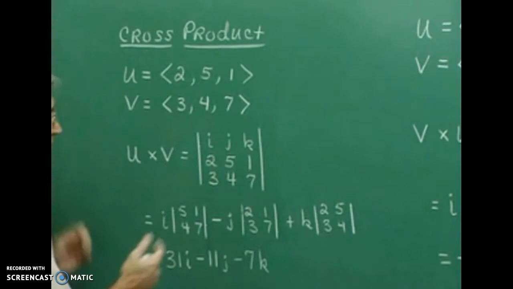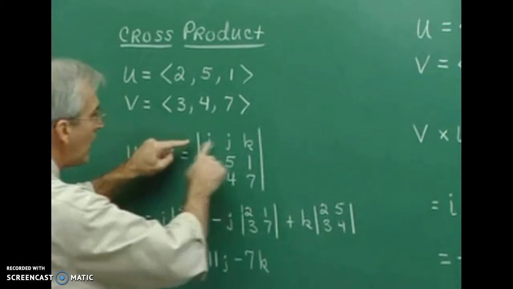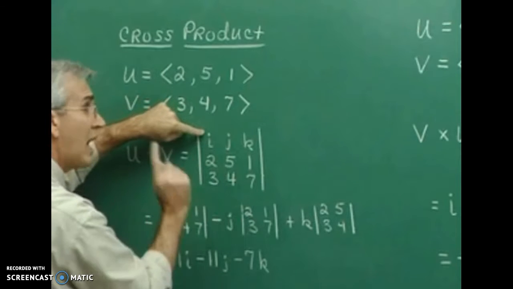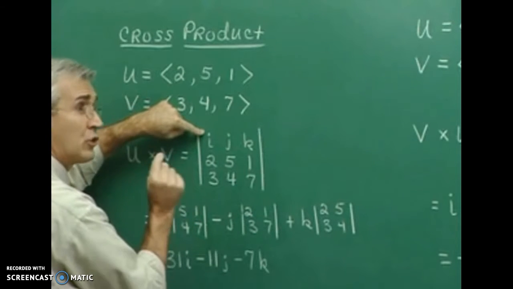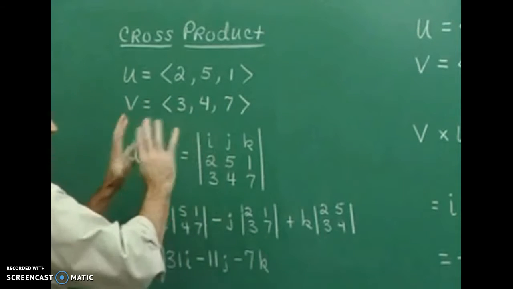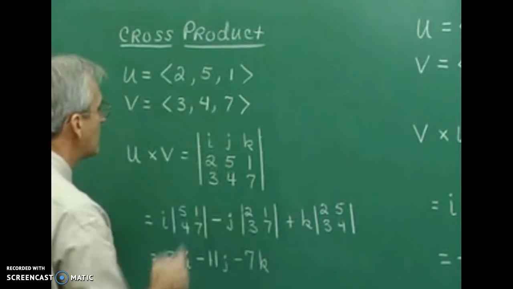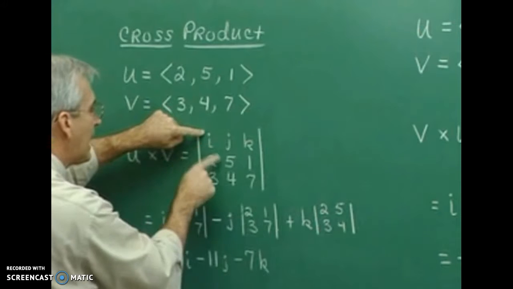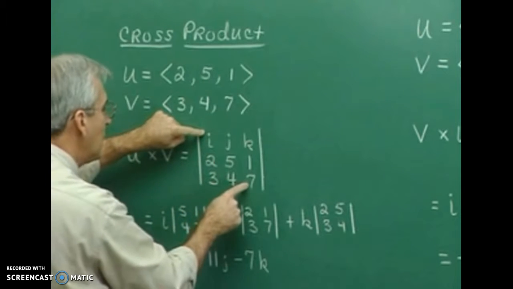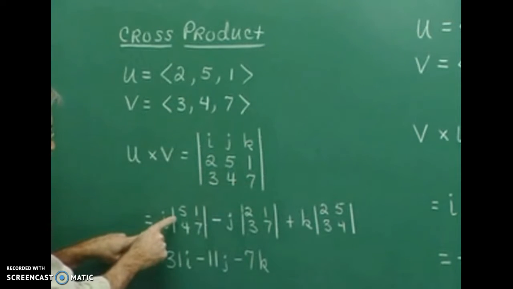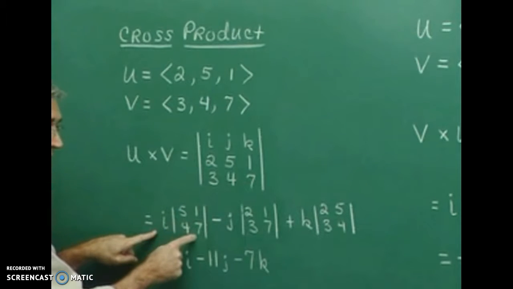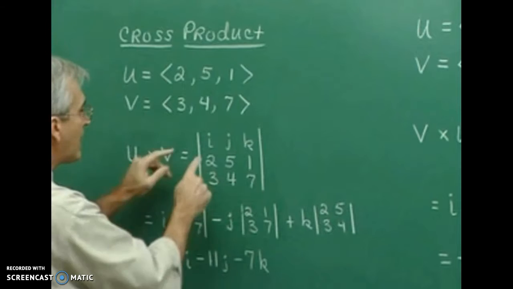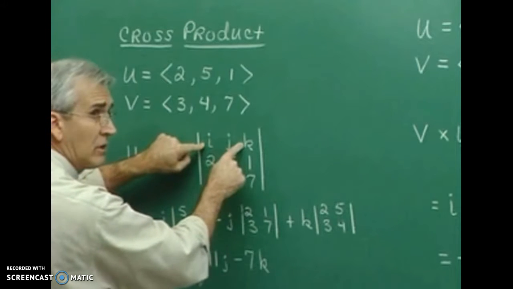And now we just go through the process as we understand it. Going across the top, it's i times the determinant of, now remember the minors, cofactors idea comes into play here, but we take out the column and row associated with the i, and we're left with 5, 4, 1, 7. So it's i times the determinant of 5, 4, 1, 7. And now remember the sign pattern involved in this determinant operation. It was plus, minus, plus across the top.